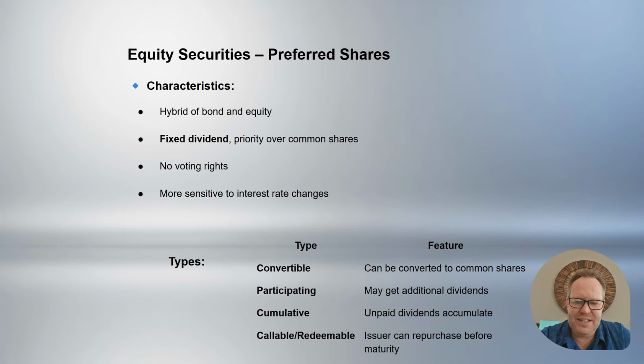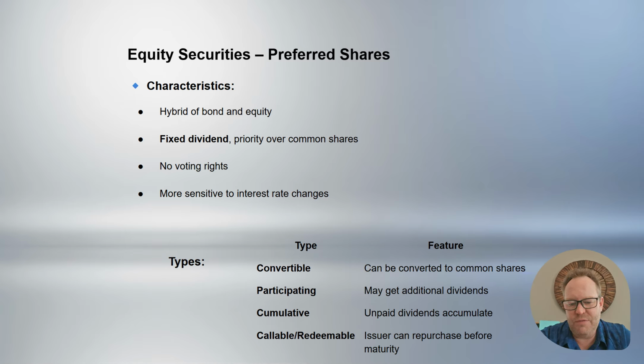There is typically a fixed dividend attached to a preferred share. There is priority over common shares if there is not enough money for dividends to be paid to both common and preferred. There are no voting rights that come with preferred shares. And preferred shares are more sensitive to interest rate changes because it is a hybrid or has many similarities to a bond. It will fluctuate in value more closely with interest rate changes.